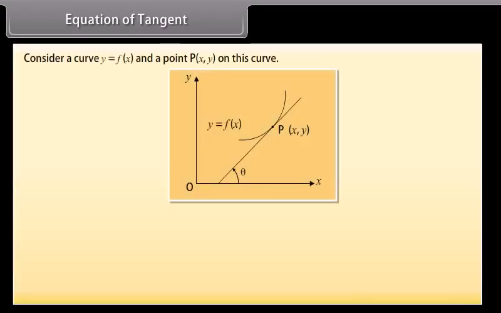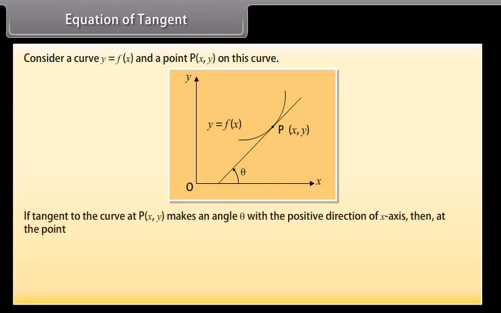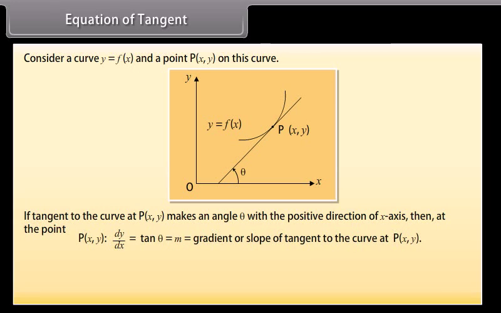Equation of tangent. Consider a curve y = f(x) and a point P(x, y) on this curve. If the tangent to the curve at P(x, y) makes an angle theta with the positive direction of the x-axis, then at the point P(x, y), dy/dx = tan theta = m = gradient or slope of the tangent to the curve at P(x, y).